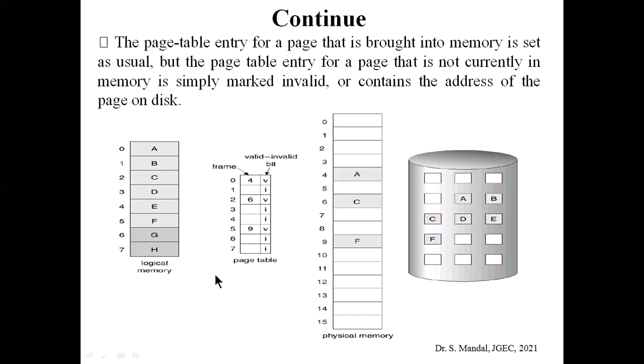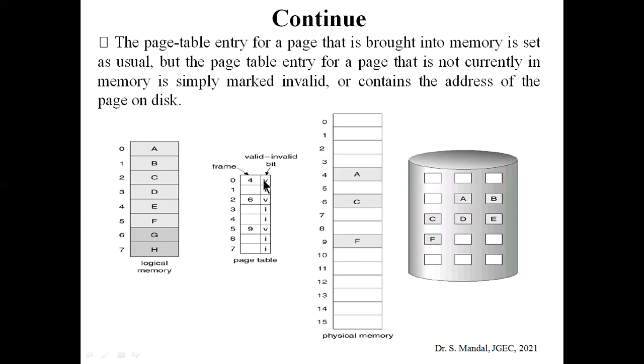This denotes the page number: 0, 1, 2, 3, 4, 5, 6, 7, and the next one is the frame. This is the respective frame number. For page 0, the respective page can be found in frame number 4. So in physical memory, in frame 4, we can find page 0, that is process A. You can find that location, and the extra column in the page table is the valid-invalid bit.